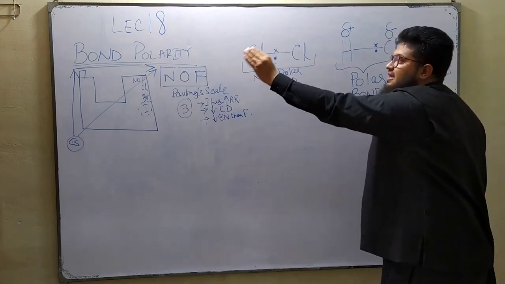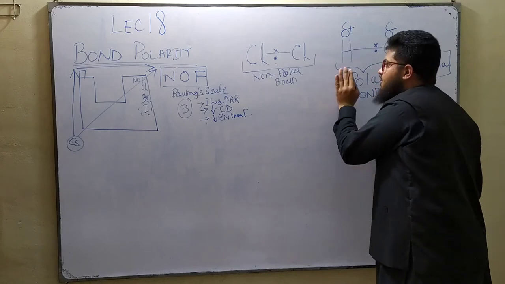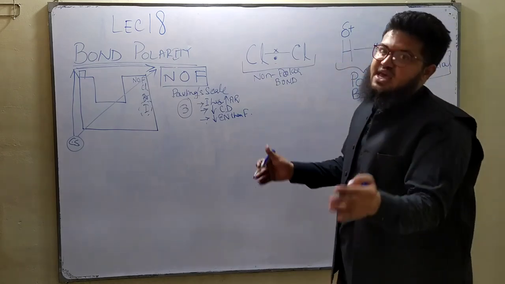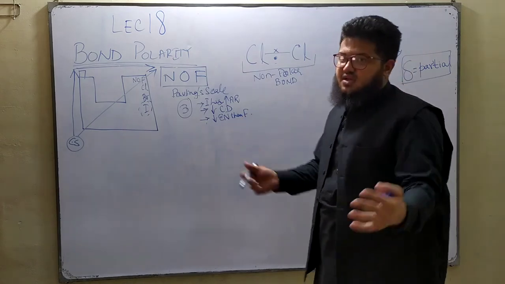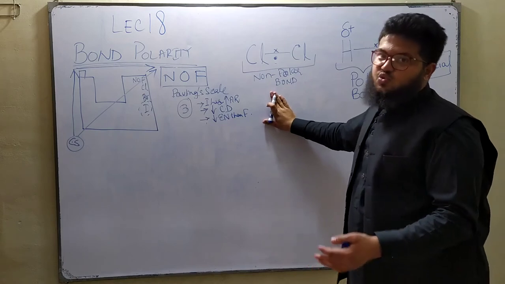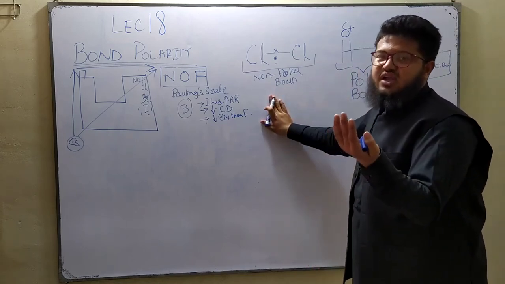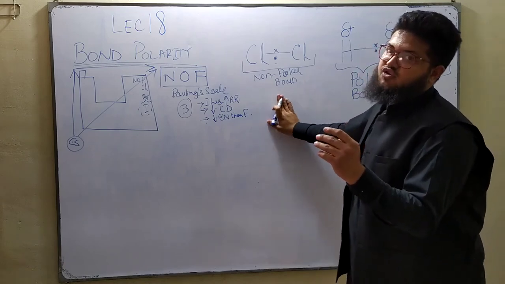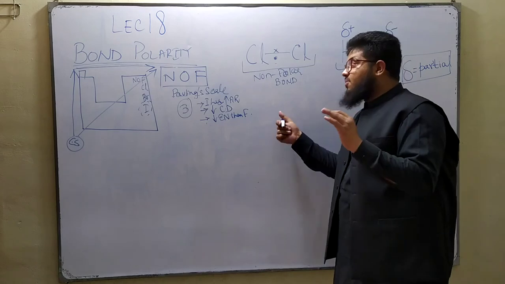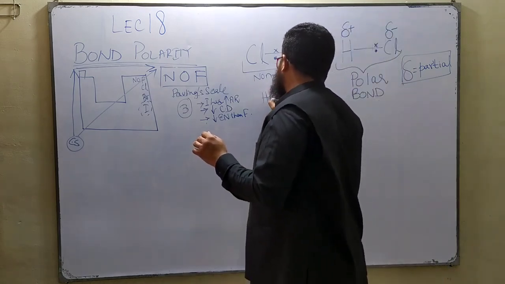Bond polarity exists in a bond which is polar. And what is a polar bond? Bonds in which two atoms of unequal electronegativities have been bonded with one another. Okay, this is a polar bond. And two atoms which have equal or close electronegativities, if they are bonded, would result in a non-polar bond. Another classical example of non-polar compounds include hydrocarbons.